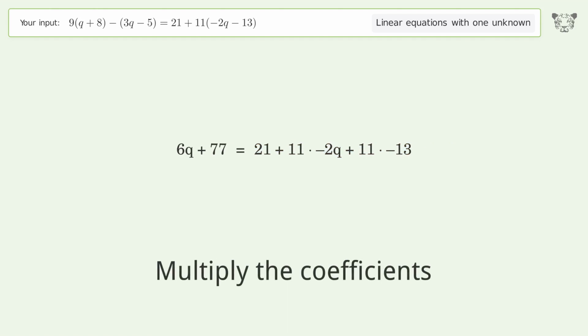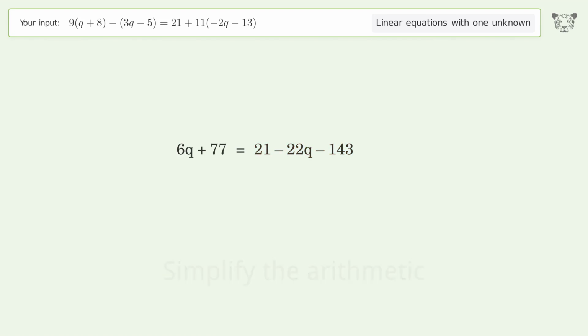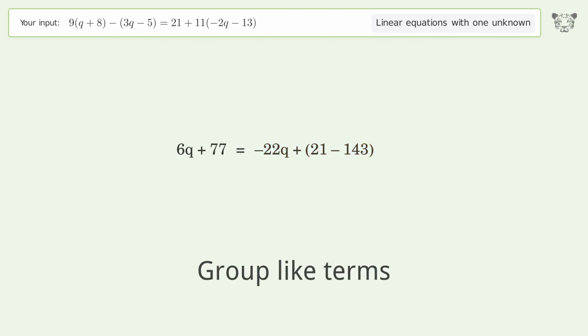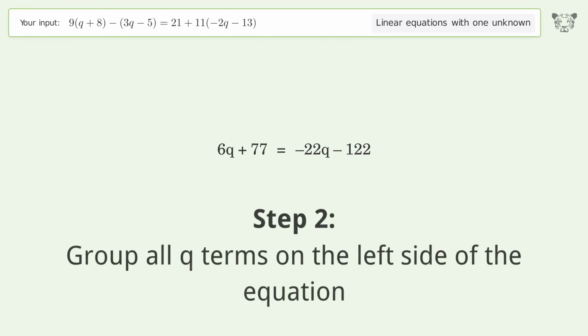Multiply the coefficients. Simplify the arithmetic. Group like terms. Simplify the arithmetic. Group all q terms on the left side of the equation.